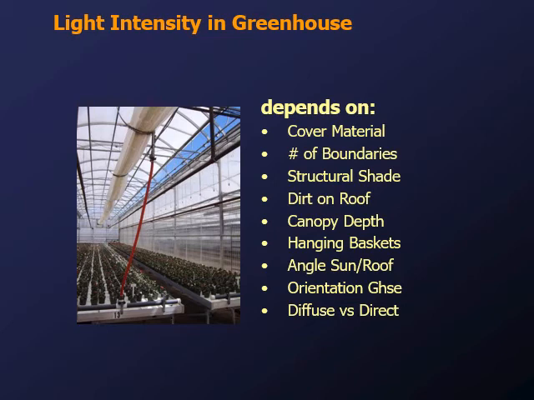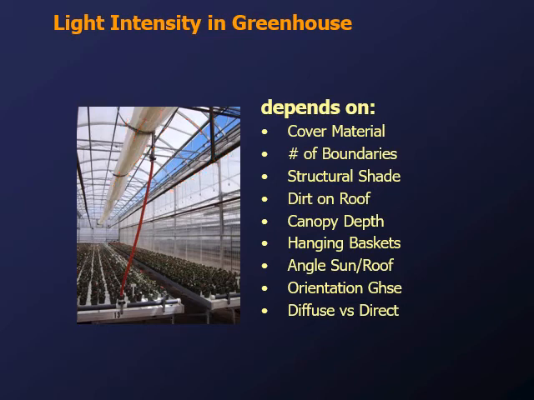Other things that impact light intensity in the greenhouse. This is an older style greenhouse. There's a lot of arches. We've got pipes. We've got an inflatable tube for moving air. We've got heating pipes. We've got structures all over the place. And those structures all block light and they create shading effects.